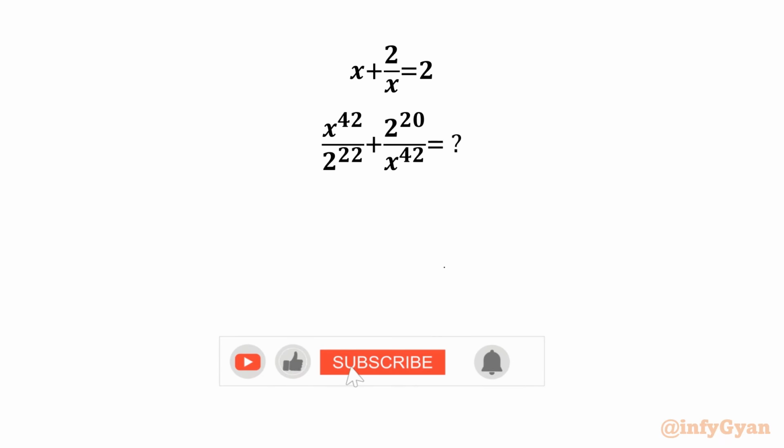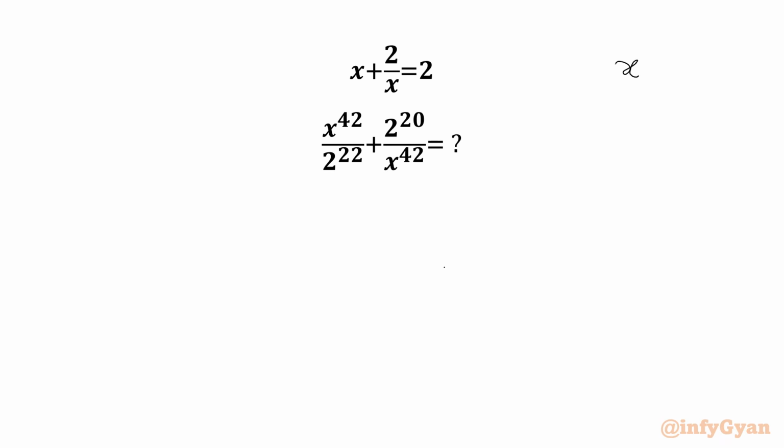Today in this video, we have one very interesting question from algebra. x plus 2 over x equals 2. We have to find x power 42 over 2 power 22 plus 2 power 20 over x power 42. So let's get started by writing here x cannot be 0, as we have x in the denominator. Required expression is E. Now we will write our known equation x plus 2 over x equals 2.